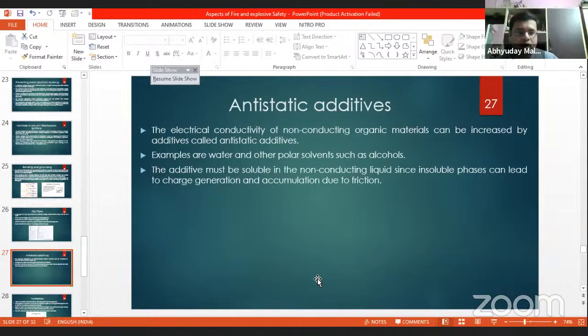For example, water and polar solvents like alcohols. And these additives must be soluble in the non-conducting liquid, because again, insoluble phases can lead to static charge generation because of friction. So the additive that you are going to add to increase the conductivity of this non-conducting liquid should be soluble or miscible with this non-conducting liquid.